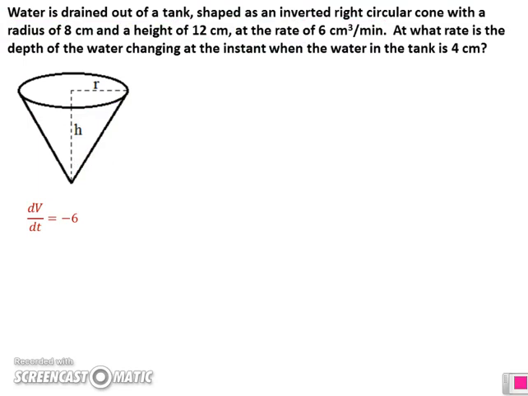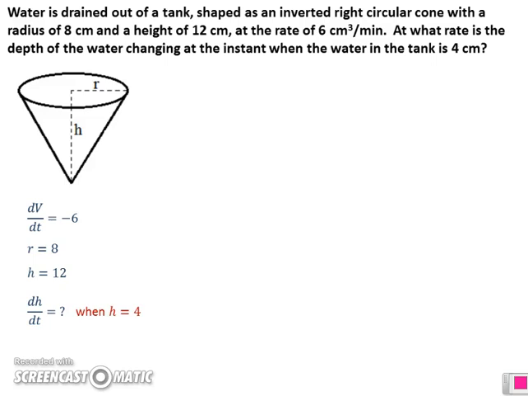The rate at which the water is being drained, the volume is changing at -6. It's getting smaller. The radius of the whole thing is 8. The height of the whole cone is 12. And they're asking us to find the rate of the height of the water at the instant when the height is 4, the height of the water. So we're talking about the height of the water, not the height of the cone, because the tank is not changing size. The tank itself is not changing, it's the level of the water that's changing.